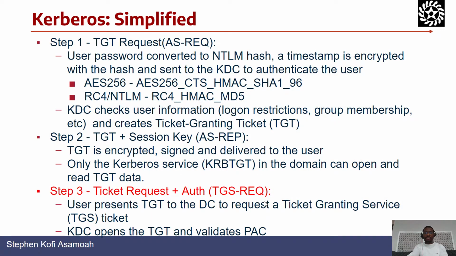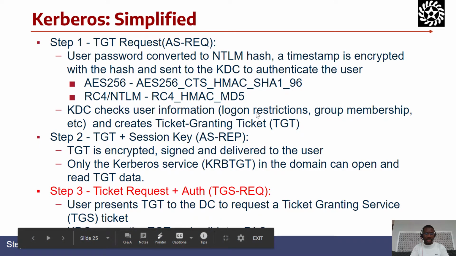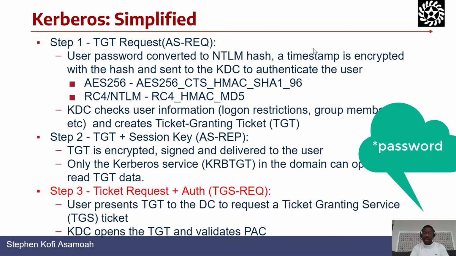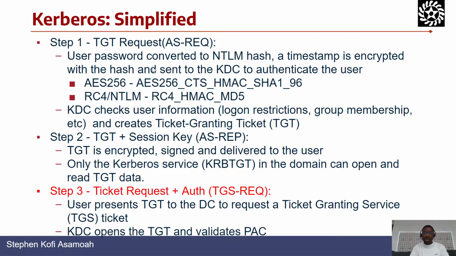So I have the breakdown of a little bit more detailed, some of the pieces that we as offensive operators are actually more interested in. So the first step, like I said, the username is converted into an NTLM hash, with a timestamp is encrypted with the hash and then sent to the KDC to authenticate you as a user. Okay, the encryption type is AES 256, right? And it can also be RC4, MD5.